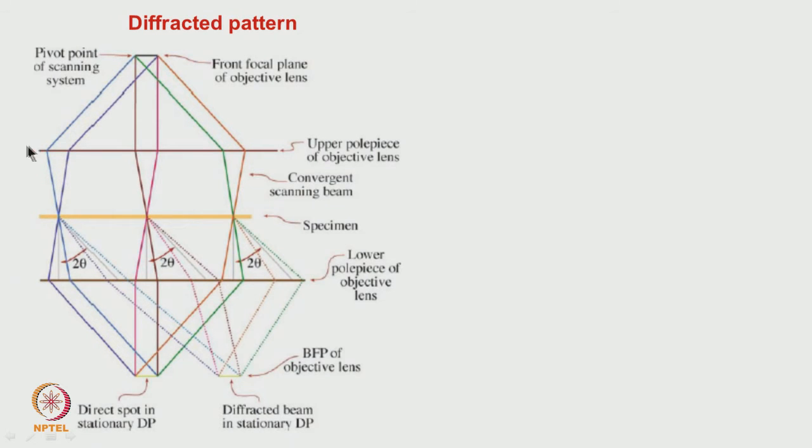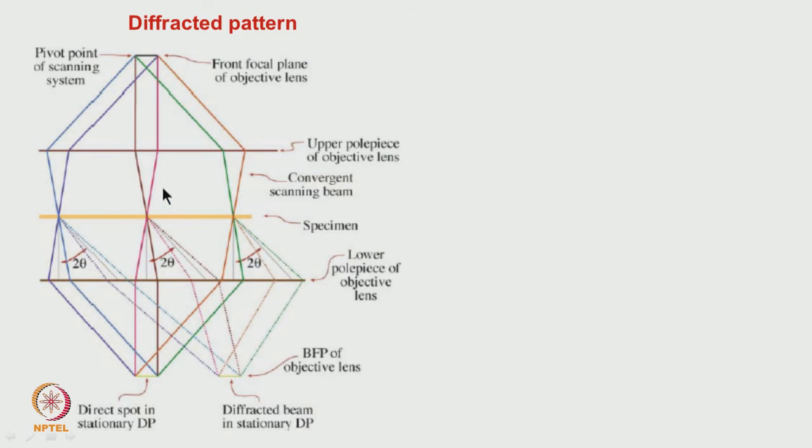Okay, coming back to this, as the beam is being scanned on the sample surface, at this point the convergent beam is falling onto it, and this is the transmitted beam which comes. Then the diffracted beam will be coming like this. Similarly, from this point also the transmitted beam and the diffracted beam, assuming that this is a single crystal, this is the transmitted beam and this is the diffracted beam.